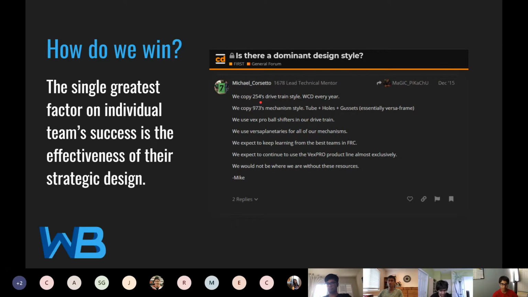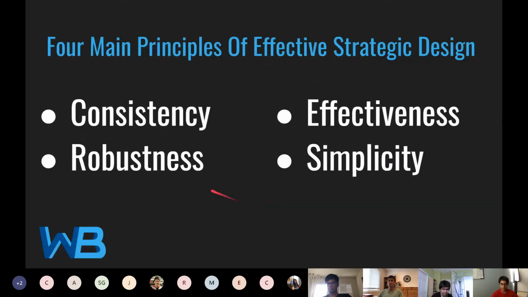So moving on, there are 4 main principles of effective strategic design. These two are considered the most important, but let's go over these first. Consistency and robustness. They seem like they'd be the exact same thing. I think of it as more of a chicken and the egg situation. A robust robot tends to have more consistency because it is less likely to fail. But a robust robot does not necessarily have more consistency.